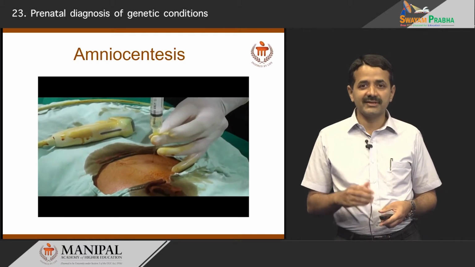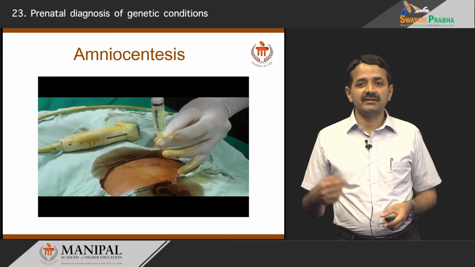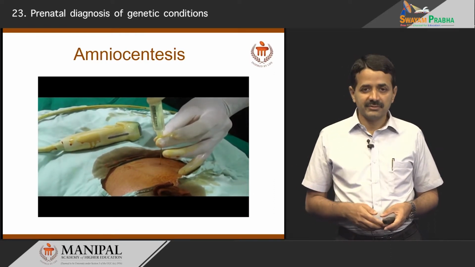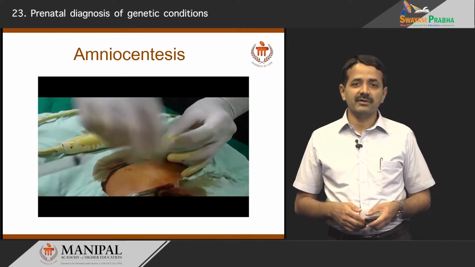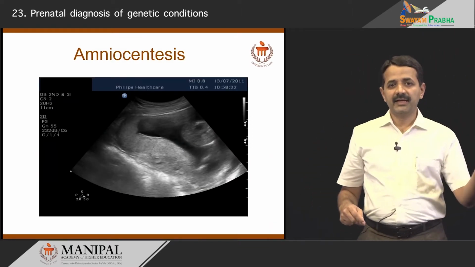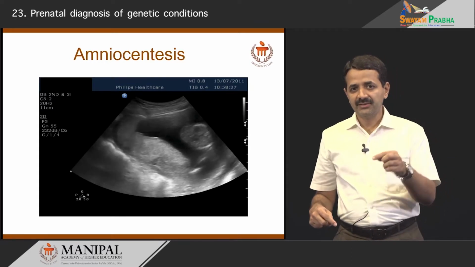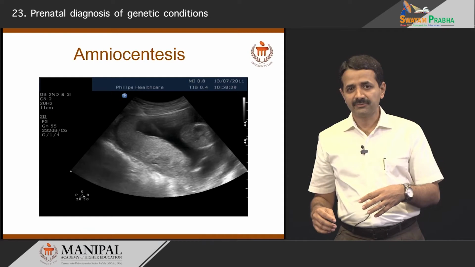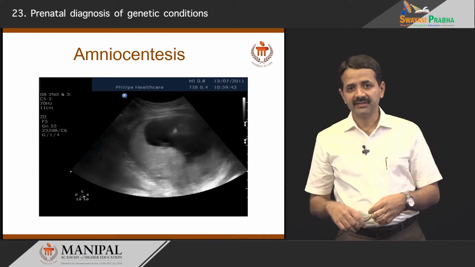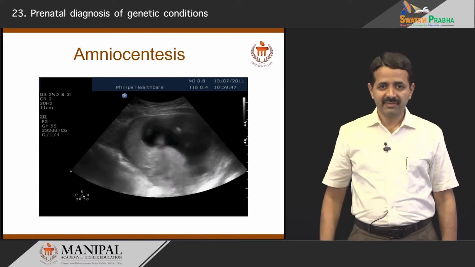You can see the amniotic fluid, clear amniotic fluid coming into the syringe, which is then sealed and labeled and sent to the laboratory for further testing. You can see on the ultrasound monitor a needle entering through the abdominal wall of the lady into the uterine cavity. The black space is amniotic fluid, and you can see the needle entering, then amniotic fluid is withdrawn, and after the procedure it is taken back.